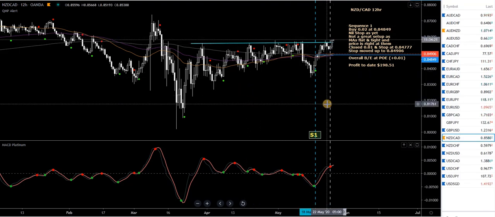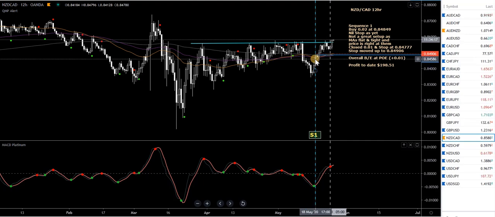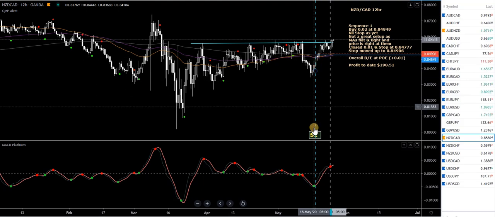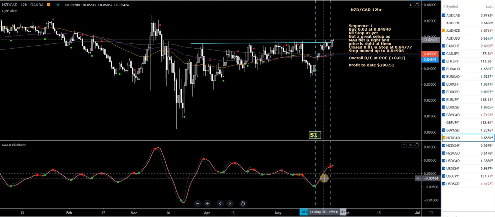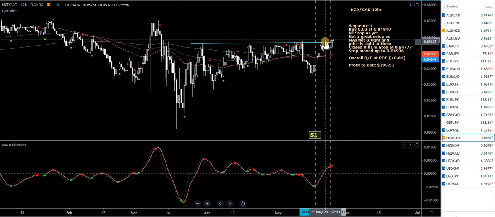I was in a buy from, buys are signified by the blue, would you believe? Opposite to the sells, which are the reds. So I was in a buy already down here. MACD Platinum through the zero level, got up near this resistance area, closed half, put a stop in place. The stop was down here somewhere.